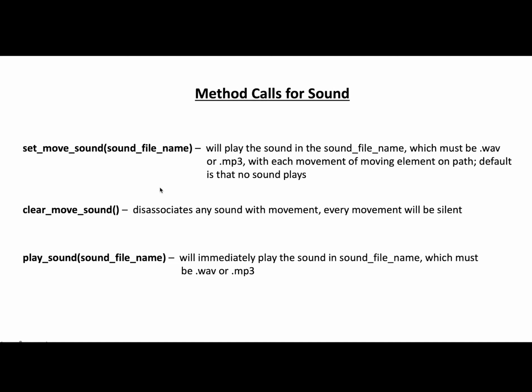And finally, we have three calls for sound. First, setMoveSound enables you to set a sound that will automatically be played at each step. The default assumption is that the steps are silent and there is no sound associated with them, but if you do want to associate a sound with each step, you would simply call setMoveSound, passing it an MP3 or WAV file to be played at each step. If you want to stop a sound from being played, you can call clearMoveSound and it will disassociate any sound that you had associated with the movement, and then again after that every movement will be silent.